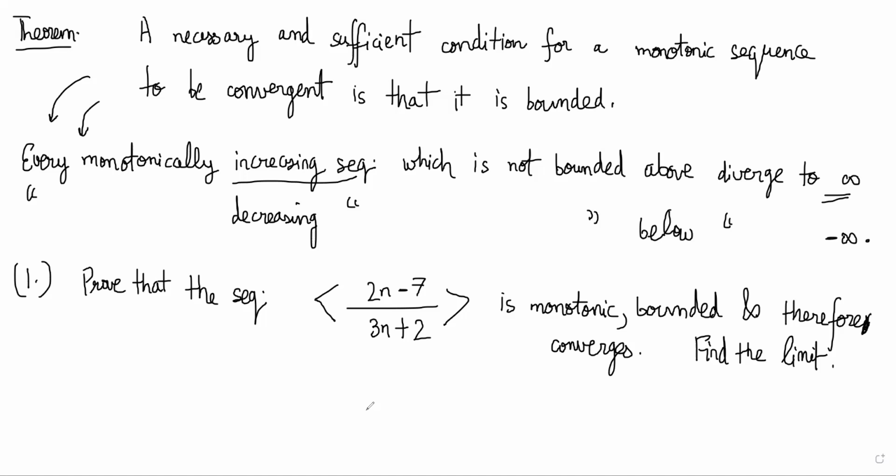You can say that by doing the difference, f of n plus 1 minus f of n, right? Right, like we did in the previous class. Just now we said, what is the definition of monotonic? Use the definition of monotonic sequence: f of n plus 1 is greater than or equal to f of n. So see whether it is true or not. Yes.